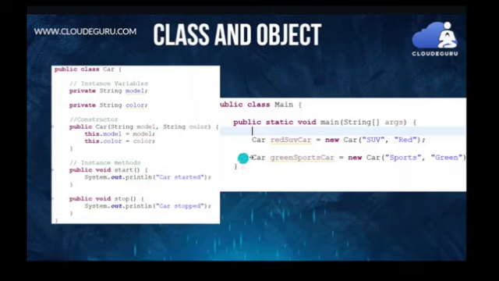Now how to create objects? We create objects using the new keyword. So you write the class name, then the instance name, new Car, and you provide the specific details of this red SUV car, like the model name is SUV and the color is red. Similarly, you create a different object called green sports car. The color is green, and the model is sports model. So this is how you create objects in the class.